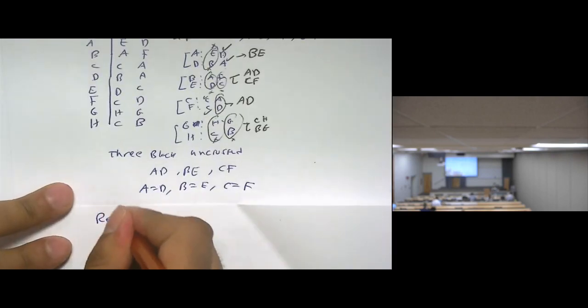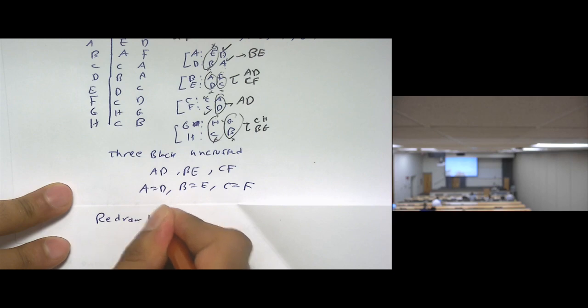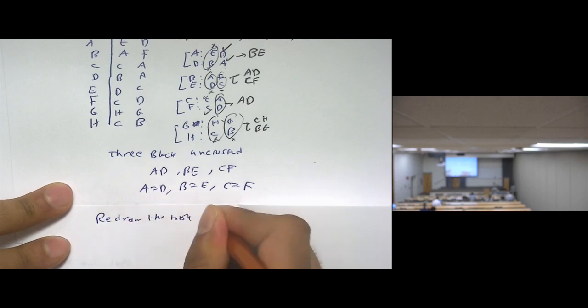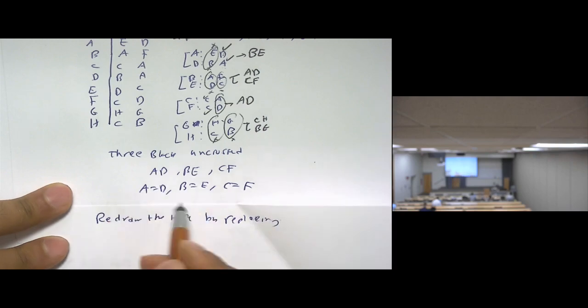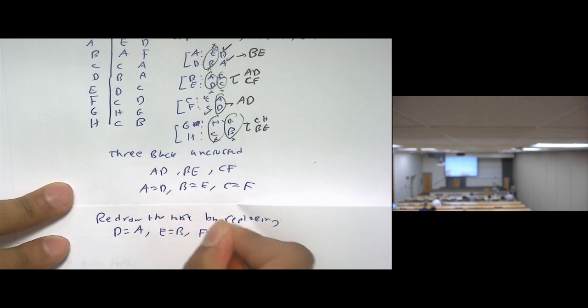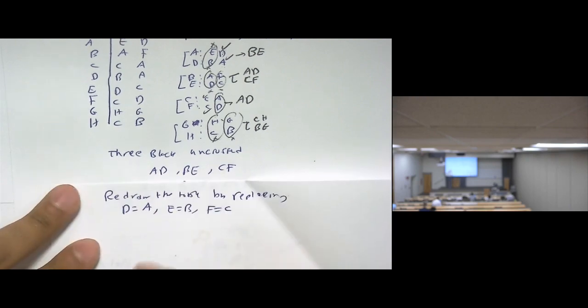So redraw the table by replacing. You are free. You can keep A or keep D. What I prefer is to make every D equal to A, every E equal to B, every F equal to C. Therefore, let's redraw the table.